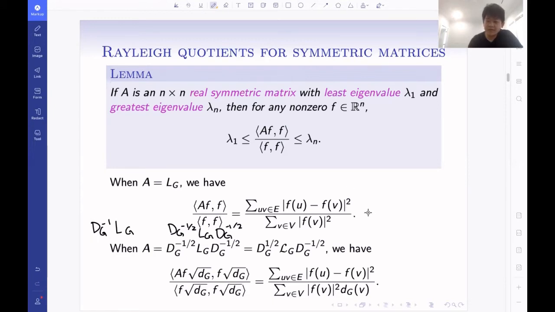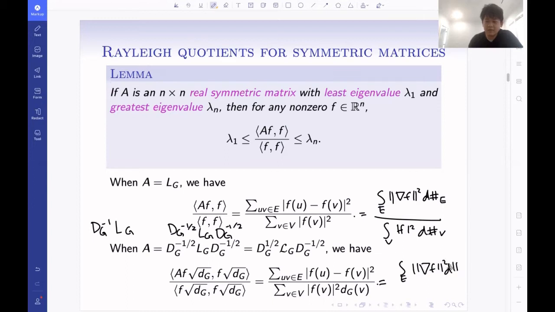And if you want to be a little fancy, you can write this as an integral over all edges of, let's say the gradient is the difference at each edge. So I'm going to write that as gradient of f squared. And you want to integrate with respect to the counting measure. I say integration because, well, it's a sum and you can think of sums as integrations. And the denominator is an integral over all vertices. Again, it's just a finite sum of f squared with respect to the counting measure because I'm just adding them up. This is the same thing in the numerator. I have the gradient of f norm squared integrated with this counting measure.